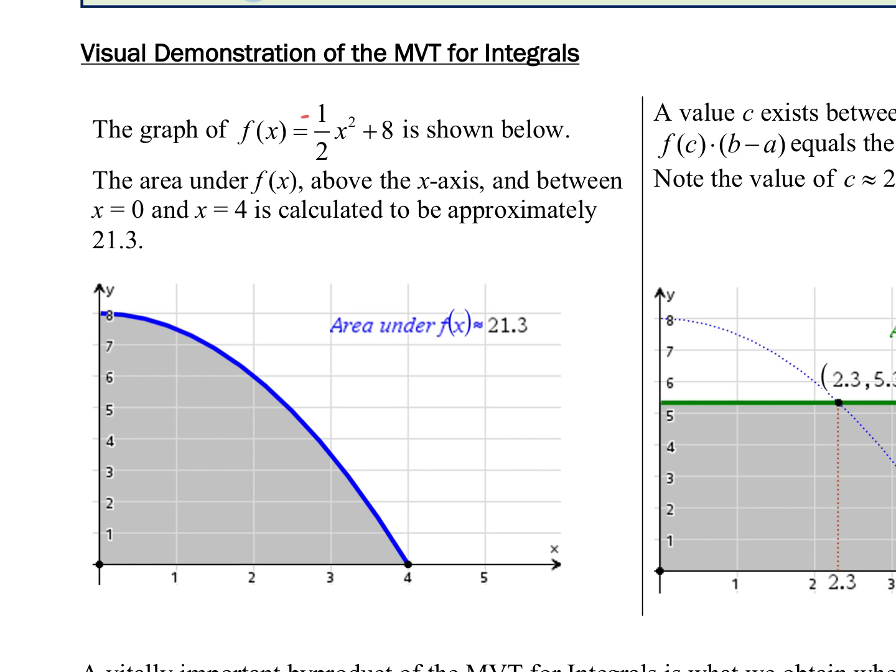Okay. And it says the area underneath the curve above the x-axis from 0 to 4 here. When you find the area underneath that, it's approximately 21.3. You can do that with a calculator. You can do that by hand. But what's happening is you're doing the integral from 0 to 4 of your function, negative 1/2 x squared plus 8 dx. That's going to give you about 21.3.